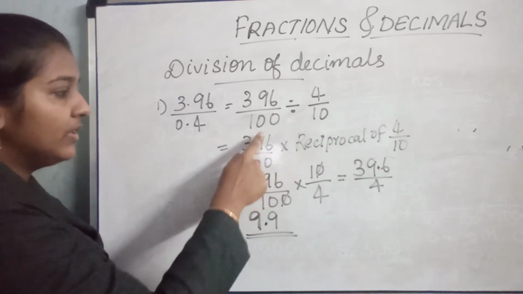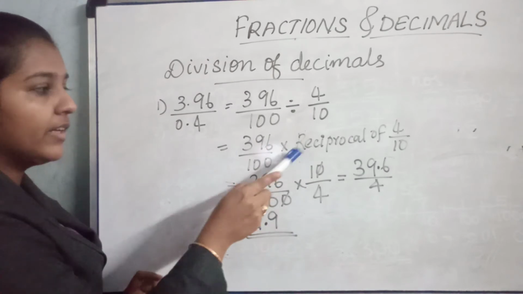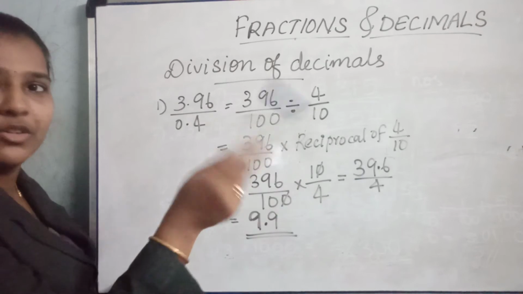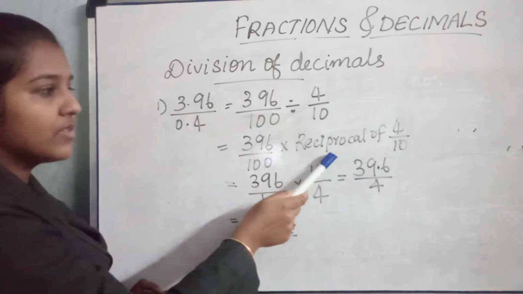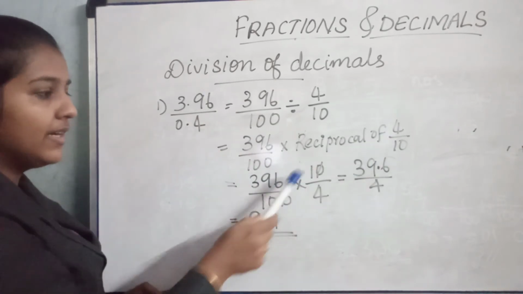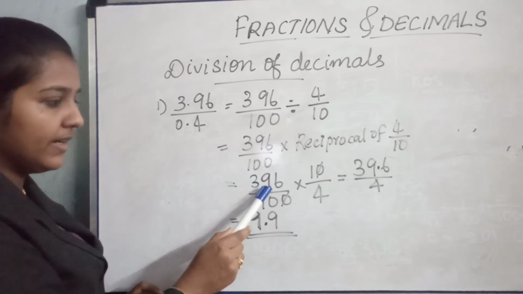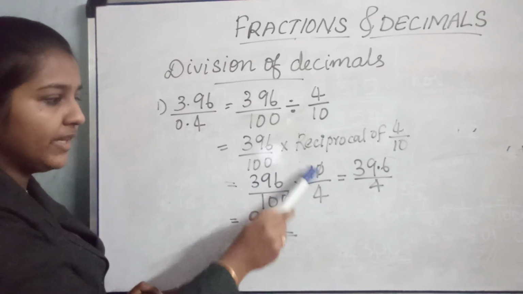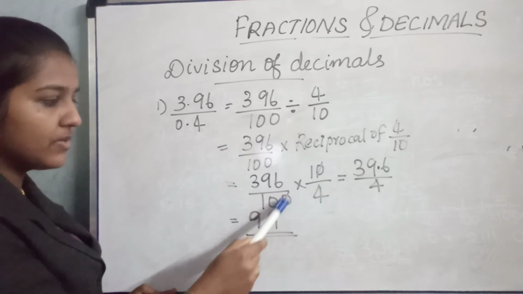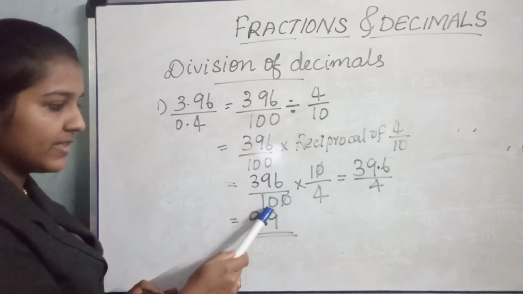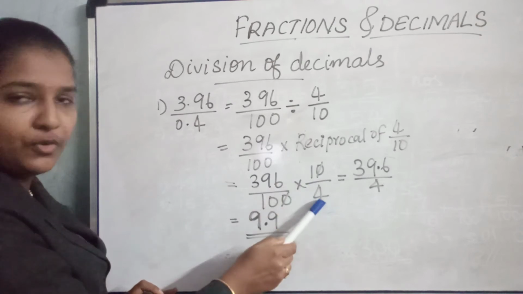Okay. So 396 by 100 into reciprocal of 4 by 10. Reciprocal means interchanging the numerator and denominator. So reciprocal of 4 by 10 is 10 by 4. Okay. So next step we can write 396 by 100 into 10 by 4. Here these zeros can be cancelled. What is left? 396 by 10 into 1 by 4 is left.